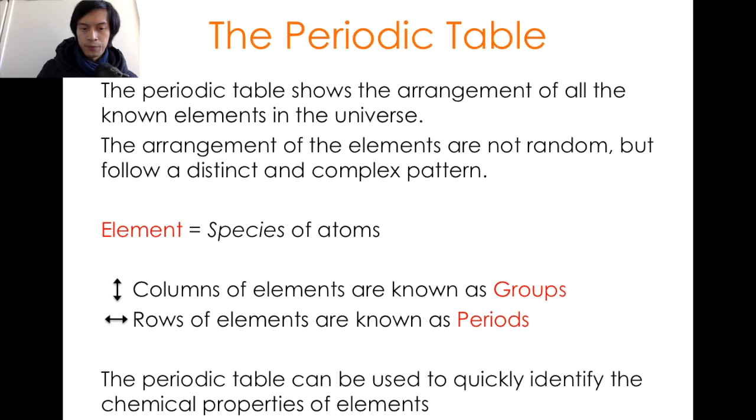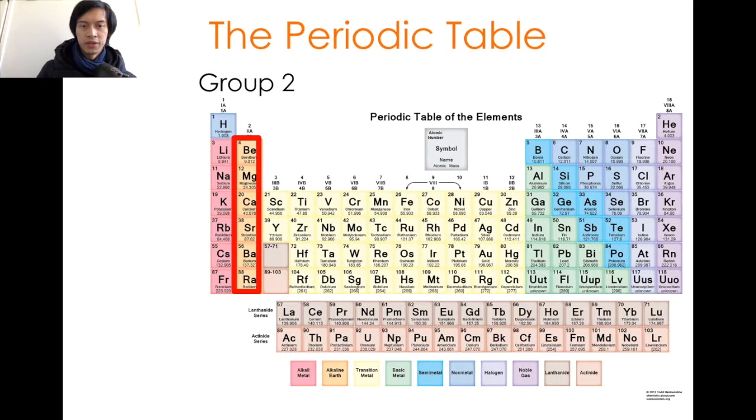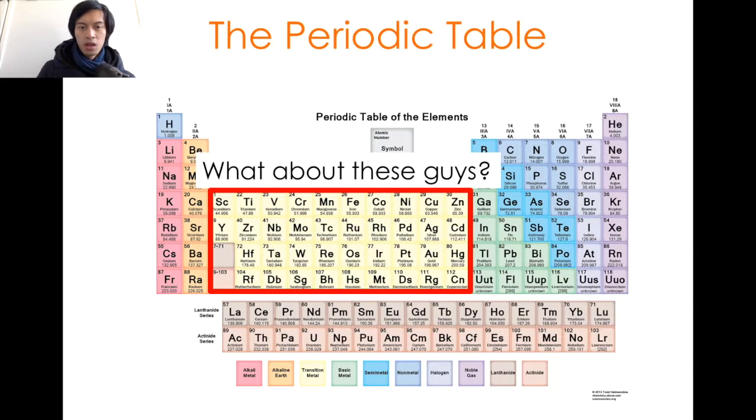By understanding this arrangement of groups and periods, you can then identify chemical properties of the different elements. For example, all the elements here are in group 2. In the way that I've set out the periodic table, the 2 at the top represents that beryllium, magnesium, calcium, strontium, barium, and radium are all in group 2.